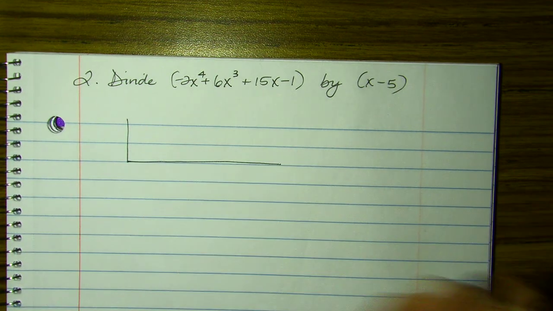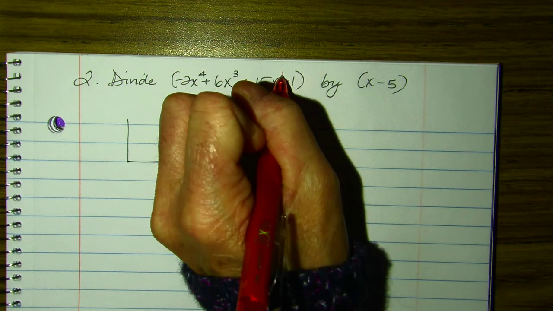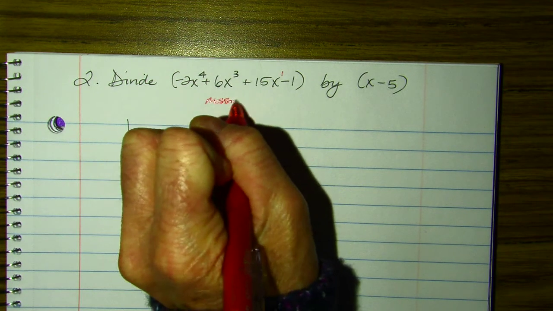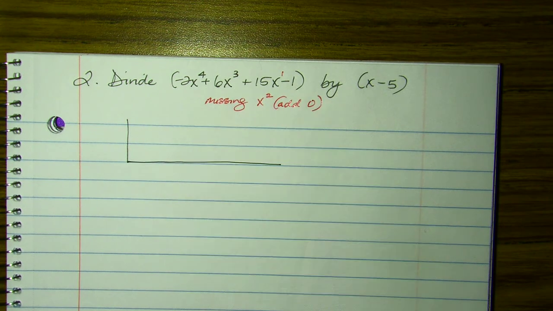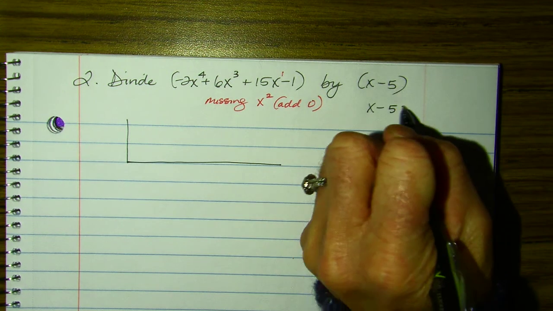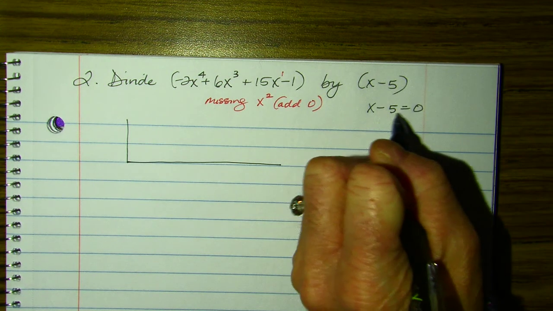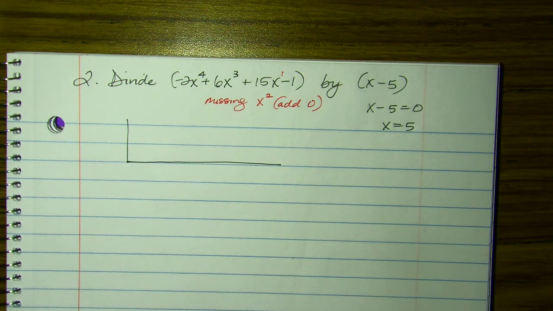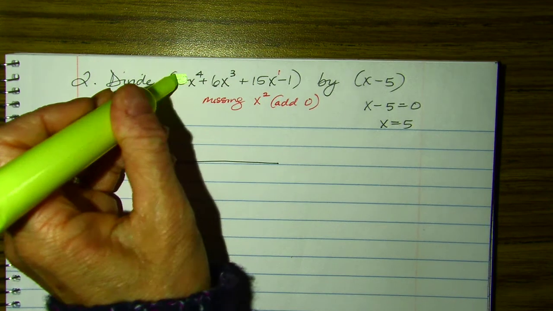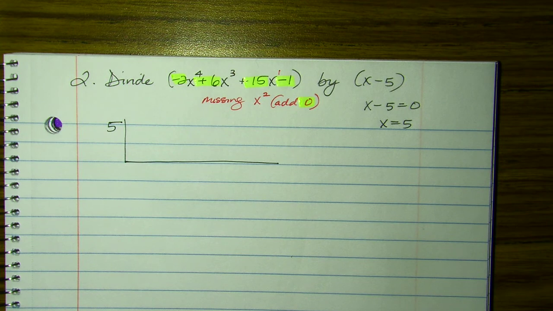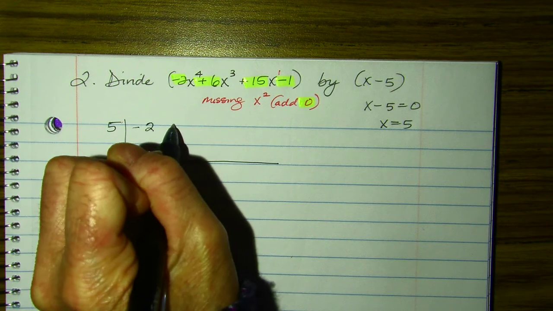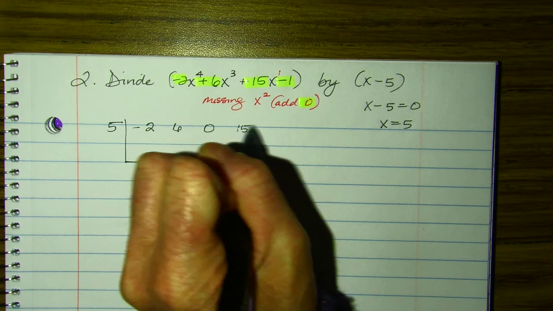Now I'm going to pick up on the fact that I have x to the 4th, x cubed, and this has an x to the 1. So I am missing x squared. So I have to add a 0 when I do synthetic. Remember, the first thing we do is take what we're dividing by and solve for x. So what minus 5 equals 0? 5. 5 minus 5 equals 0. So that is the number out here. The next thing I'm going to do is line up my coefficients in order, but I'm going to add a 0 for the missing term. So watch: -2, 6, 0, 15, -1.